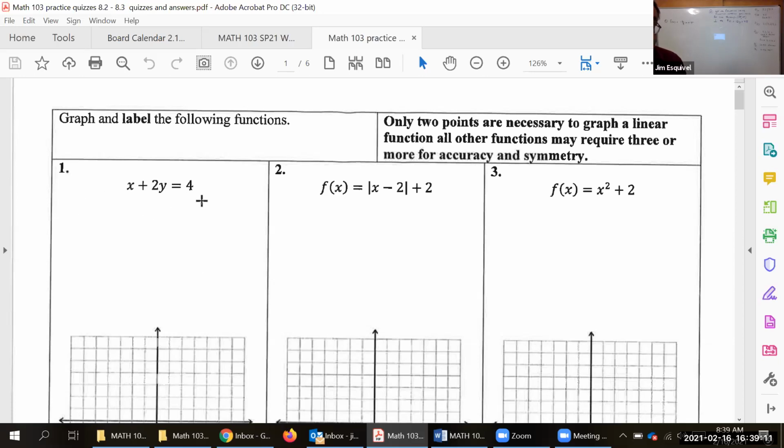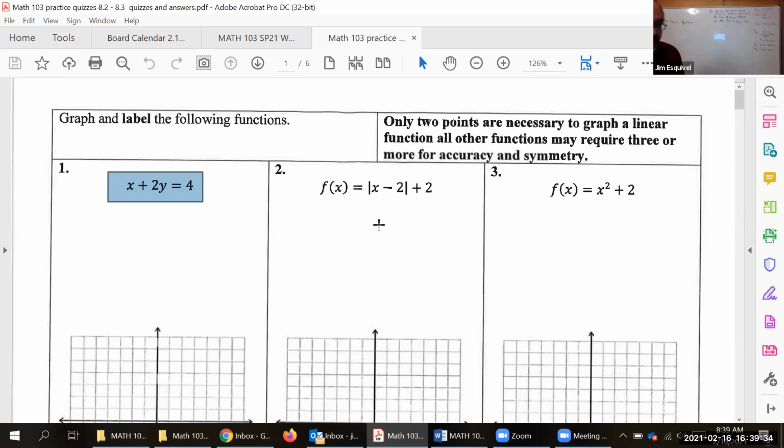This first question right here, that's a linear equation. How do you know it's a linear equation? Because you have an x to the first, you have a y to the first equal to a number. That's standard form. Hopefully you solve for y. And if it's linear, just like the directions say up here, you only need to plot and label 2 points, and then you draw your line.